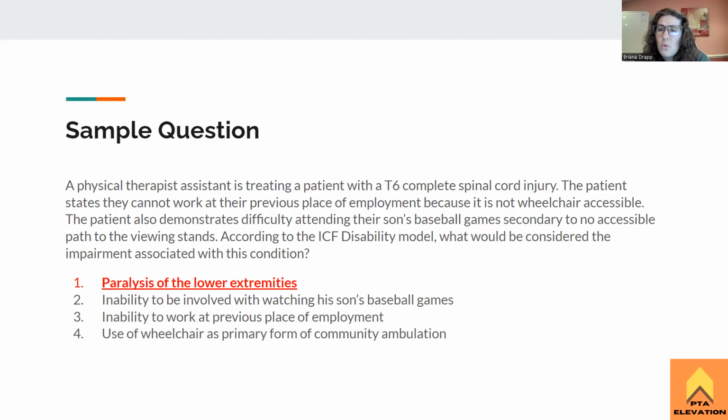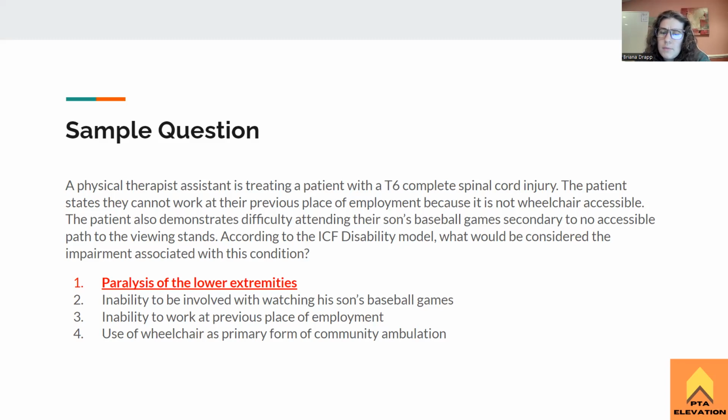If it was walking, that would be an activity limitation. Let's say, walking up a flight of stairs, this would be your activity limitation. But because those two have inability to be involved in his son's baseball games, they can't participate in a situation. So it's a participation restriction. And then inability to work at his previous place of employment, participation restriction as well. They cannot be in a certain situation.